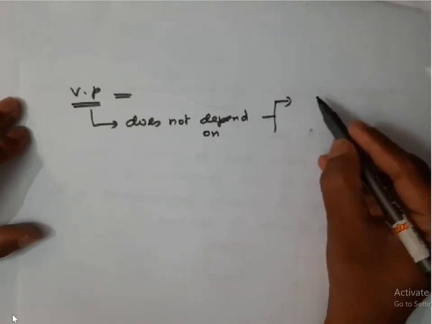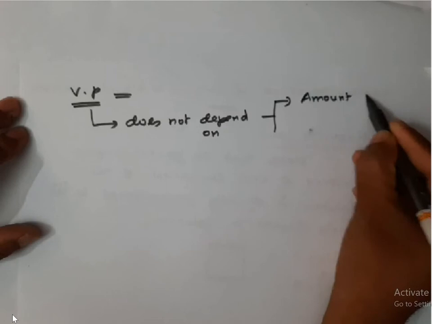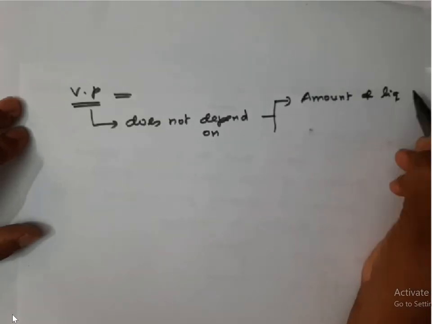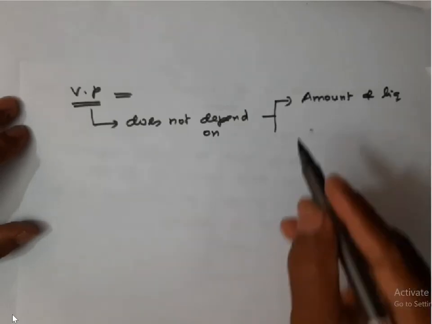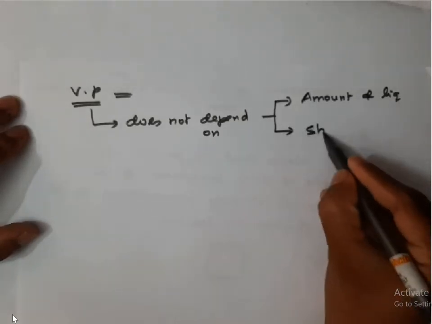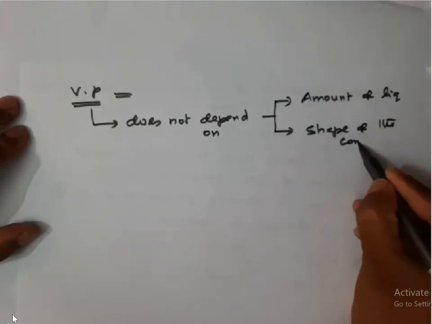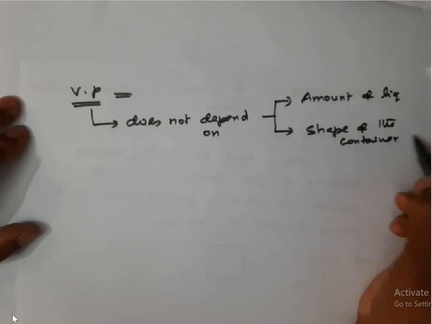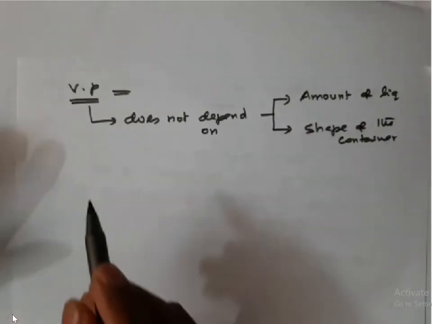The amount of liquid does not depend on amount of liquid. Whatever amount of liquid you take, it does not depend on the shape of the container. Students, observe this carefully. Vapor pressure does not depend on amount of liquid. What is meant by that?